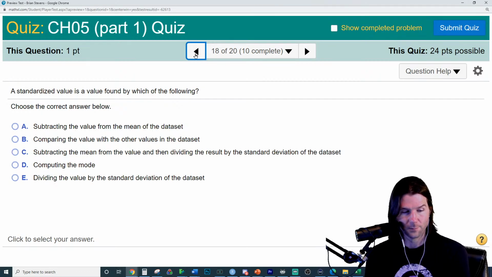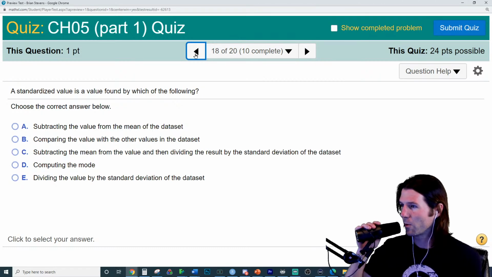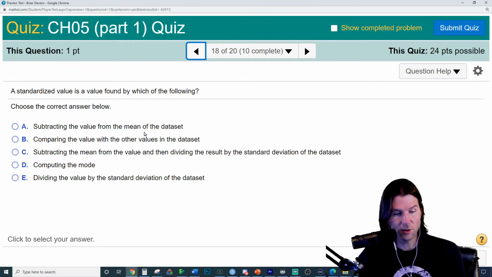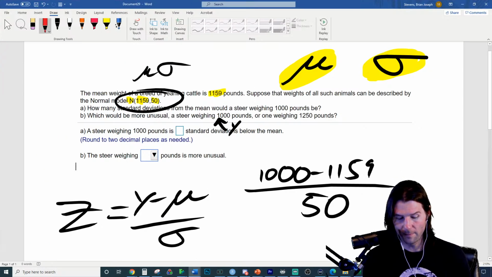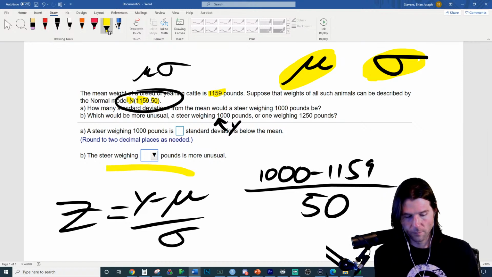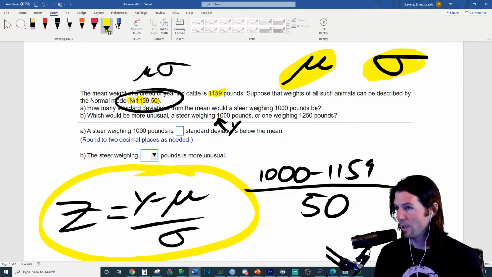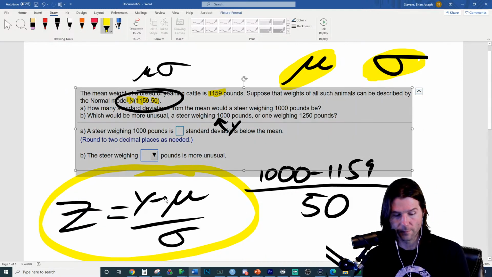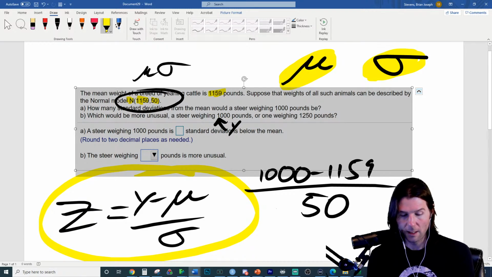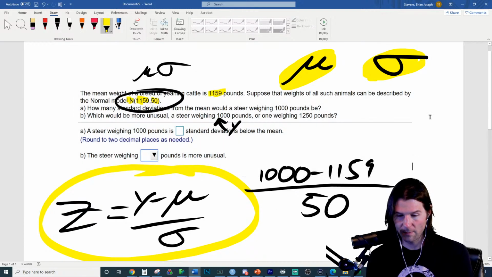Is this the one? A standardized value is a value found by which of the following? So when we talk about standardized values, if you put part of the question in the chat, Ben, I'll find it. To find a standardized value, let's look at the formula. Well, we have it right here. The formula is observation minus mean over standard deviation. So it's just the distance that an observation is away from the mean, and then we take that distance and we standardize it by dividing by the standard deviation.